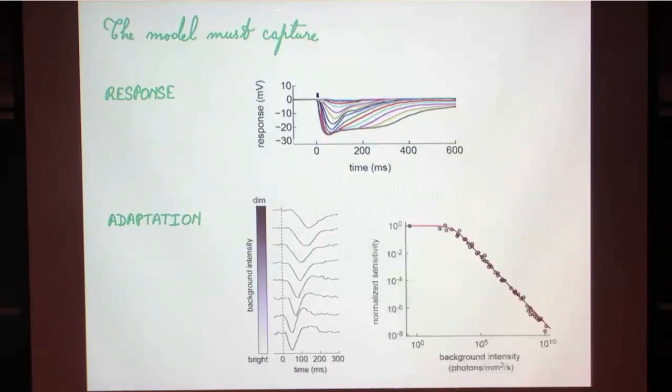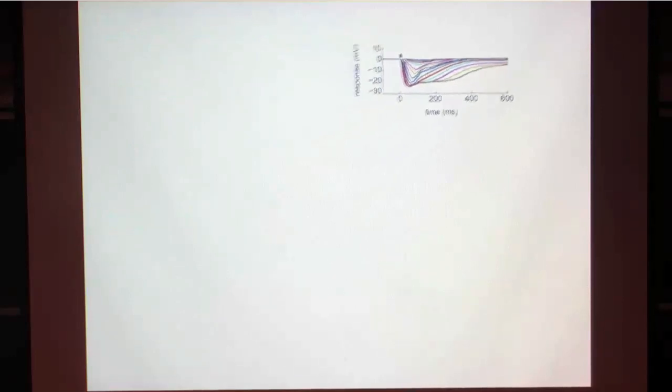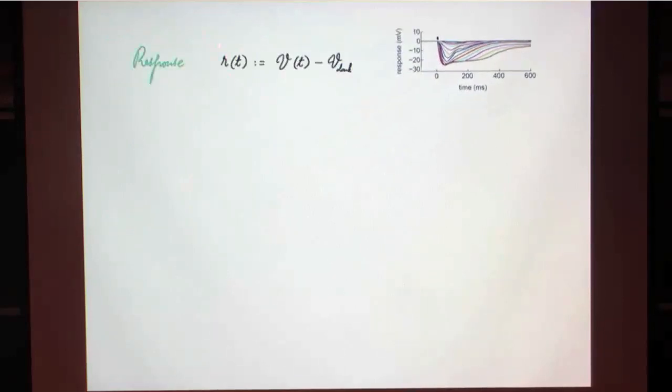In reality, their amplitude goes down like 1 over the background amplitude, the Weber law that you all know. And so we want our model to satisfy these kinds of constraints. And so the model I will write in terms of the response of the photoreceptor, which is a deviation of the potential from the dark potential, okay?